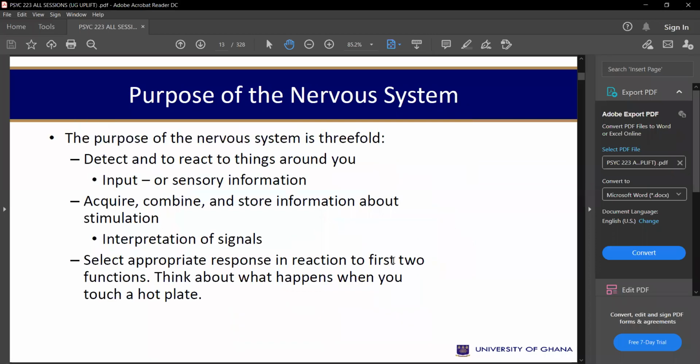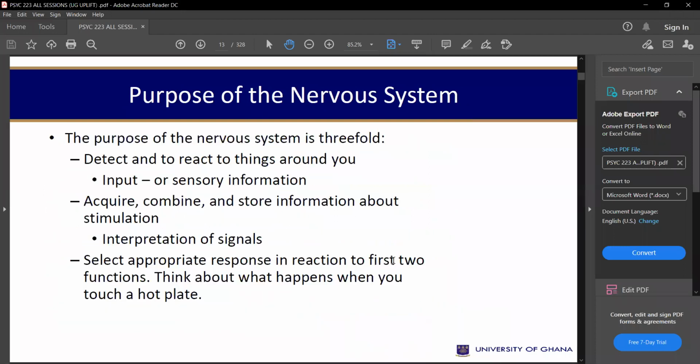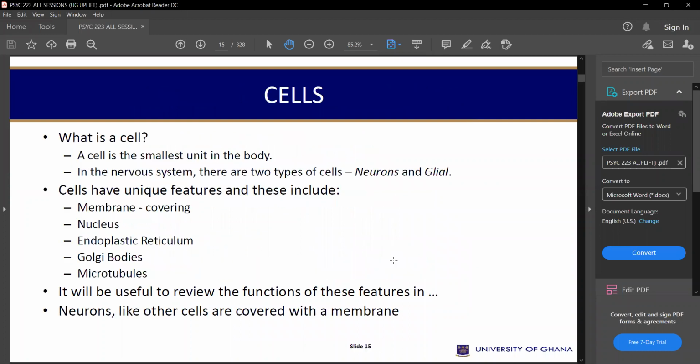So the next thing we'll be talking about is the cells that I was telling you. It means we have two main types of cells. That's the neurons and glia, or we call it glia cells. Or sometimes in books, they'll call it neuroglia. It means the same thing.